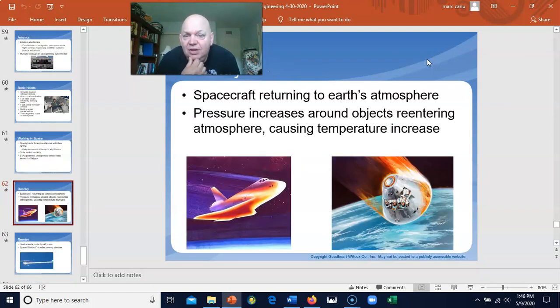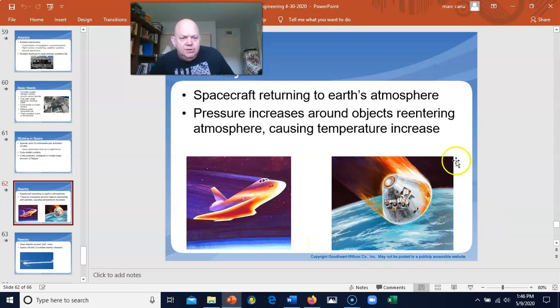Re-entry. This is definitely an issue. And as we mentioned before, trash burning on re-entry. Really, spacecraft return to the Earth's atmosphere. Pressure increases around the objects re-entering the atmosphere, and causes temperature increase. Yeah, molecules are rubbing against each other, and that's what causes the temperature increase because they're going so fast. Okay, if you were to take your hands and rub them back and forth as long as you can, you too are going to feel that heat. Now imagine what's happening with the spacecraft that's going in. That's why I included these two pictures here.